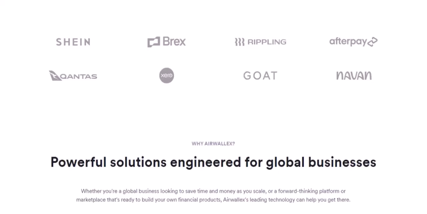Airwallex's extensive currency coverage means you can seamlessly transact with customers and suppliers around the globe. Additional features, beyond currencies. But it's not just about currencies.